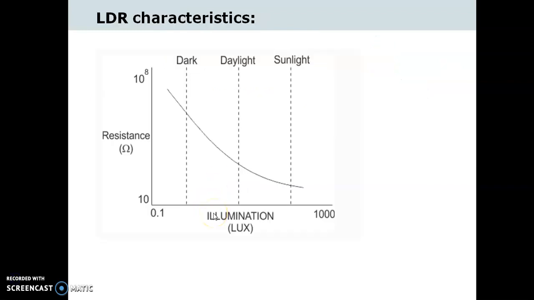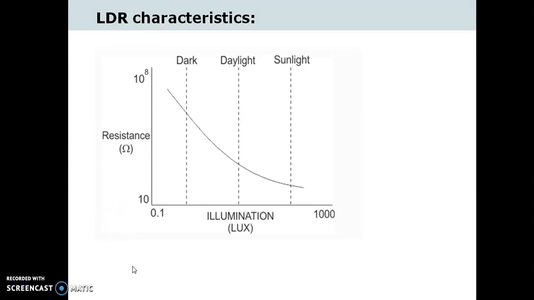This is the characteristics of LDR. As shown in this figure, it shows the variation of resistance of LDR with the change in the intensity of light. If you observe this graph, the LDR resistance decreases with the increase in the intensity of light. Now what is dark resistance? It is the resistance offered by the LDR in the absence of light. The typical value of this dark resistance is a few hundred kilo-ohm. With the increase in the light intensity, the resistance of LDR decreases significantly.